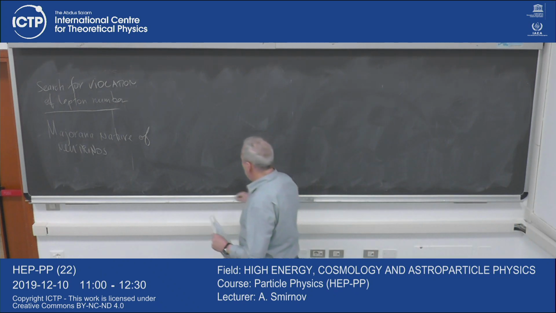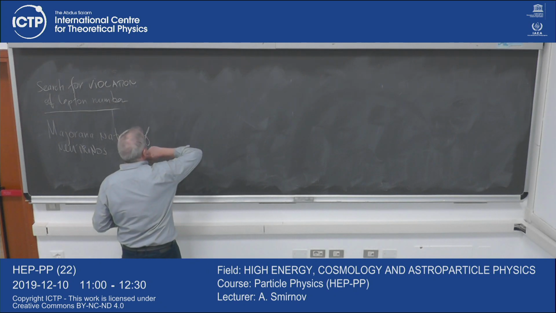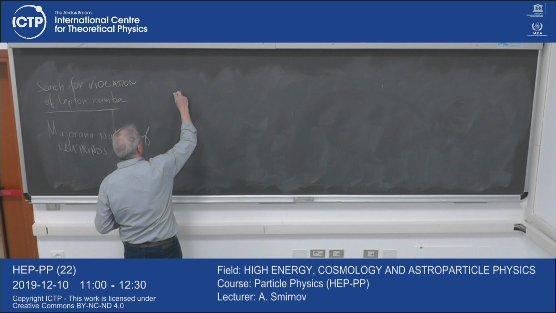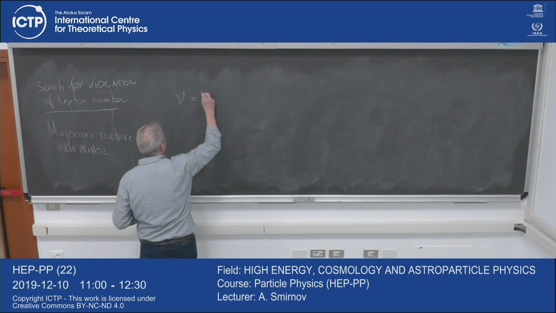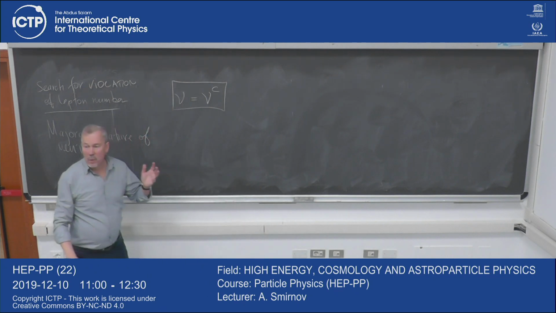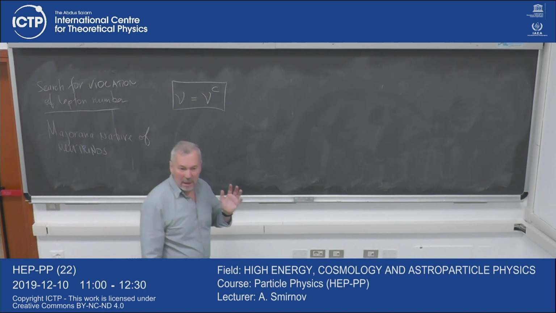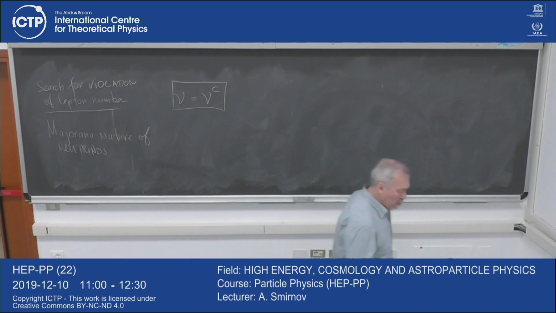So in Majorana theory, fermion coincides with antifermion. So in our case, neutrino coincides with antineutrino, and a Majorana neutrino is the one which is the same as its antiparticle. So antiparticle and particle coincide. So these are what we call Majorana neutrinos.